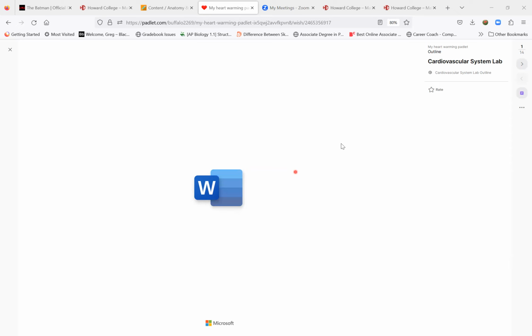Sometimes Padlet has a mind of its own. So here's blood flow. Good little short, concise part. Here are the parts as far as an electrical conduction system. There's a good diagram. Heart sounds. The videos go through these. And then down here, there's a blood pressure.